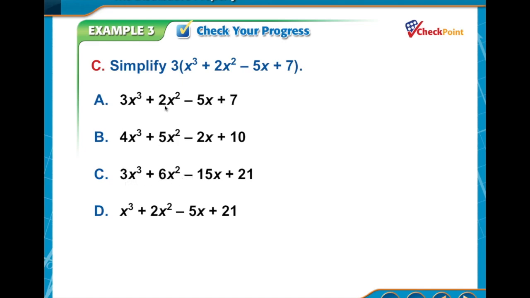Looking at the second term, let's focus on our x squared. So how many x squared should I have? Well, I have 2x squared times 3. So my answer should have 3 times 2x squared, which is 6x squared. So the only answer choice here that makes sense is C. Those have the correct terms when we distribute that 3 to everything.